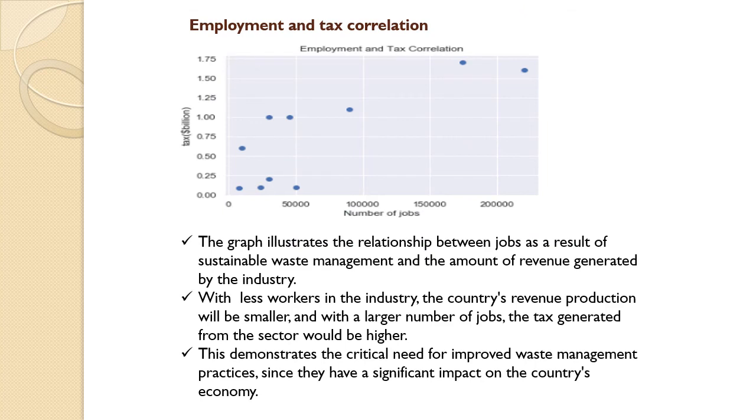This graph shows the comparison between employment and tax correlation, with the number of jobs shown at the bottom and on the left y-axis the tax in trillions. The graph illustrates the relationship between jobs as a result of sustainable waste management and the amount of revenue generated by the industry. With fewer workers in the industry, the country's revenue production will be smaller. With a large number of jobs, the tax generated from the sector would be higher. This demonstrates the critical need for improved waste management practices since they have a significant impact on the country's economy.